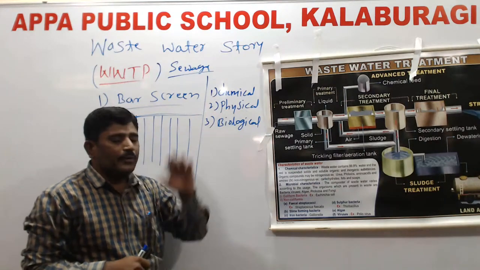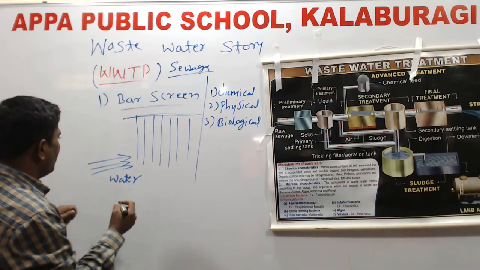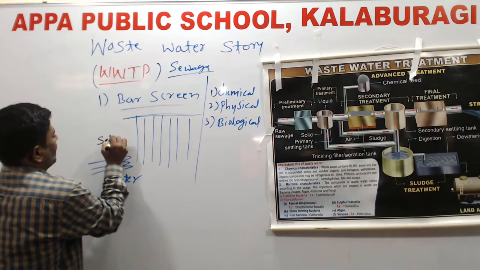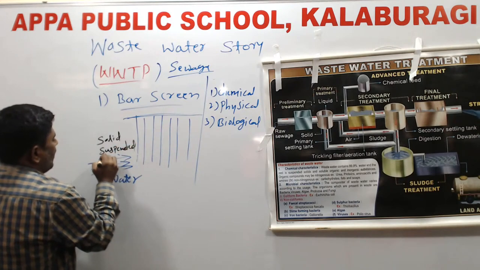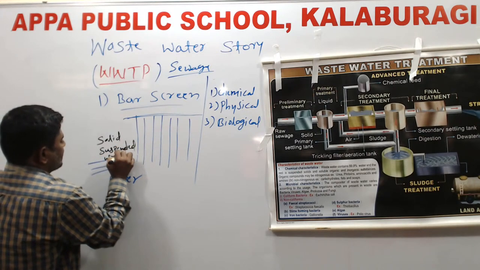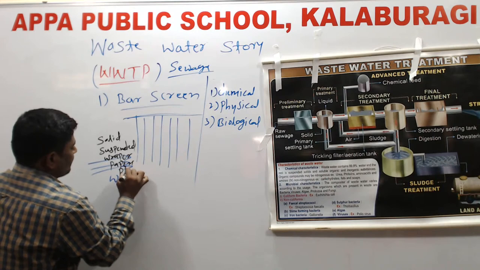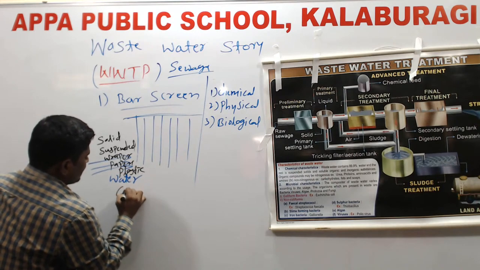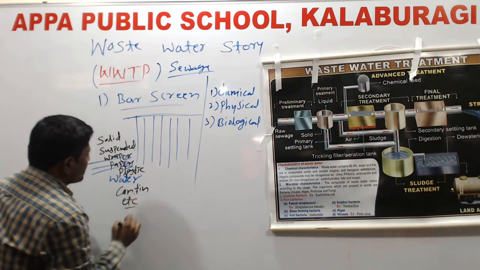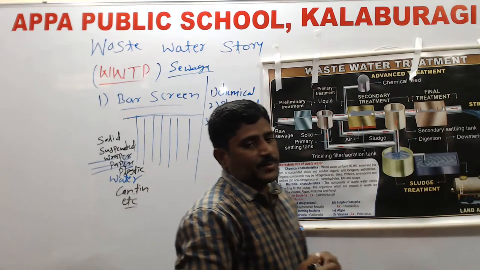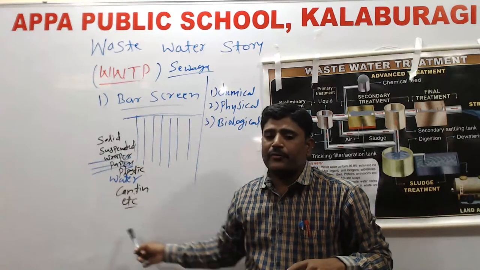By the physical method, we are going to remove some of the waste. What are the wastes here? You know very well: solid particles, suspended particles, wrappers, papers, plastics, cans, tins. Still so many are there, suspended particles in the water. All the suspended particles we are going to remove by the physical method.